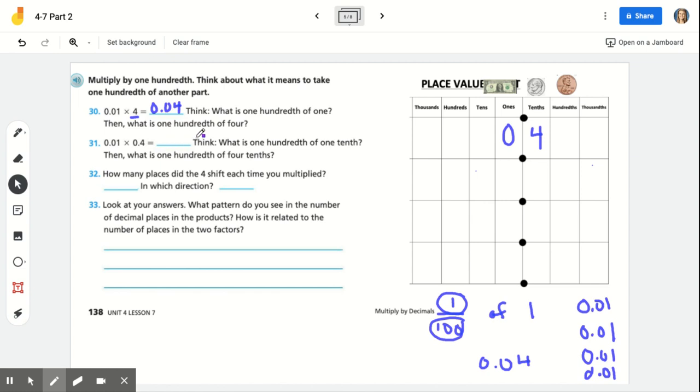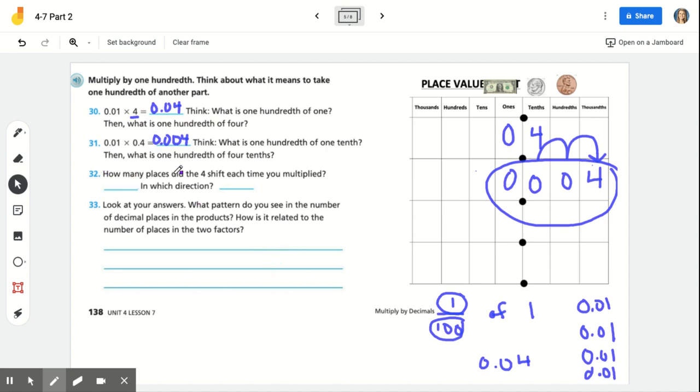Following the same pattern, how many places do we move to the right when we're multiplying by 1 hundredth? 2 place values. The 4 is going to move from the tenths, and we'll count 1, 2 place values and end up in what place value? The thousandths. And then we're going to add in our zeros all the way to the ones, since that's our only digit. And we arrive at our answer of 4 thousandths. Go ahead and neatly put that into your book: 0.004.